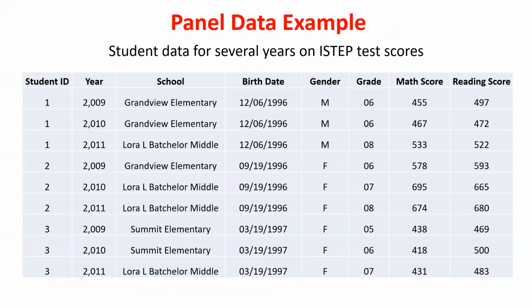I then have the combination of the two, which is our panel data set. So here I've got ISTEP scores, along with a bunch of different variables, but specifically ISTEP scores for 3 different students. For each student, I've got them recorded at 3 different time periods. So I've got multiple subjects, multiple points in time. This is my panel data set.